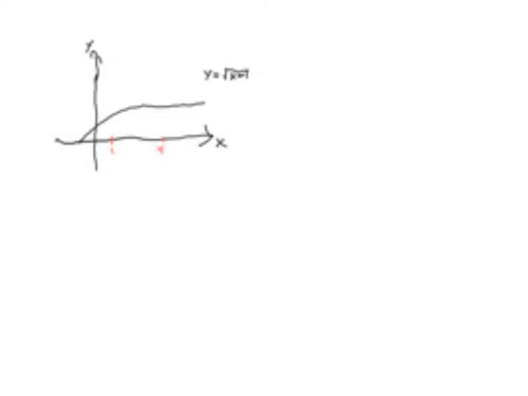Over here, I've written part of the function f of x equals the square root of x plus 1. And today, we're going to be using definite integrals to find the volume of this function if it was rotated about the x-axis from the points 1 to 4.